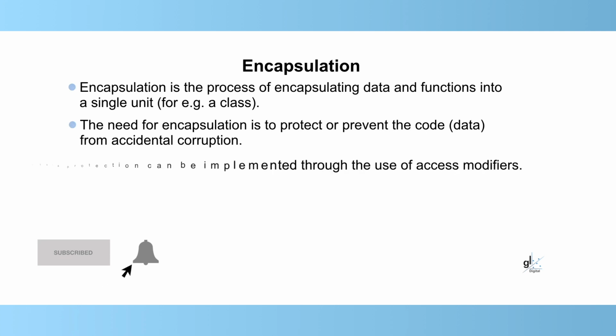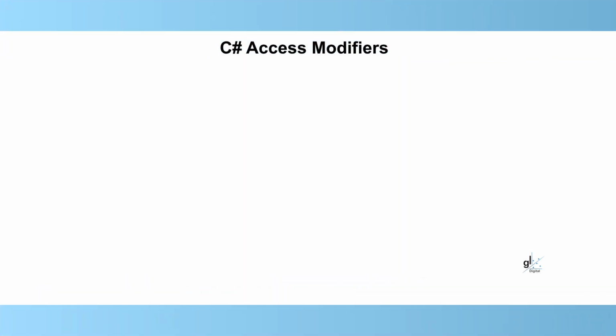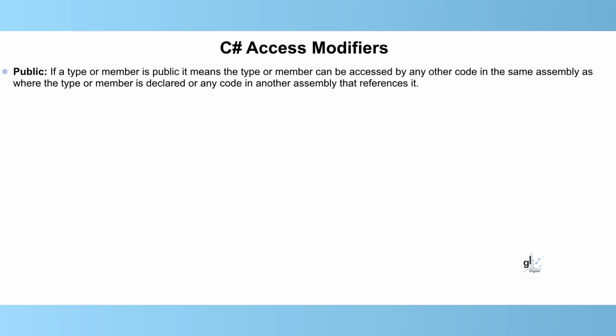This protection can be implemented through the use of access modifiers. The available access modifiers in C# are applied to types or members through the following keywords and keyword combinations. Public. If a type or member is public, it means the type or member can be accessed by any other code in the same assembly as where the type or member is declared, or by code in another assembly that references it.